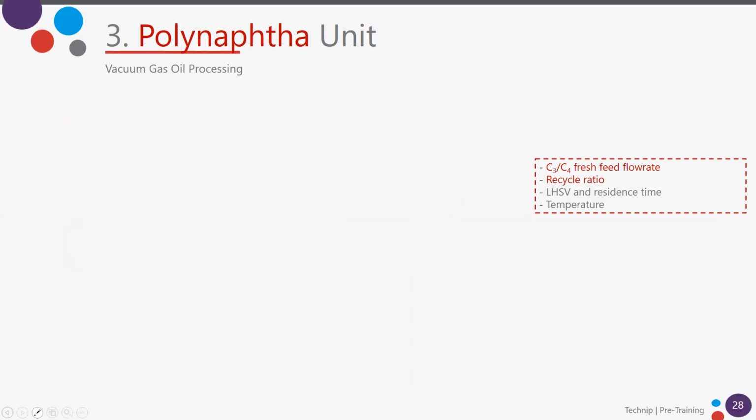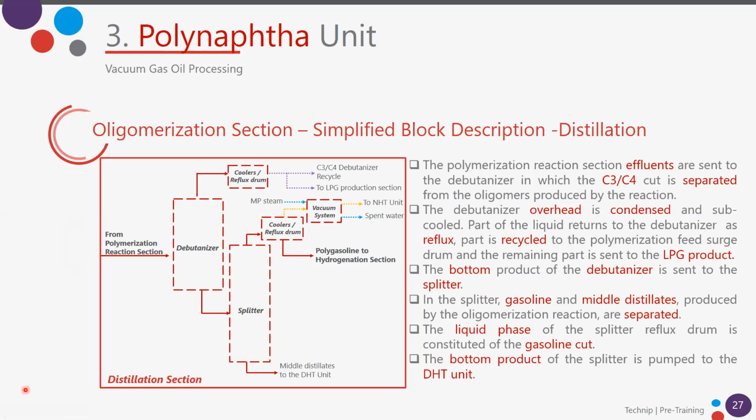Okay, so if you have some questions, or we can go to the process variables for the oligomerization section. Guys, any questions?